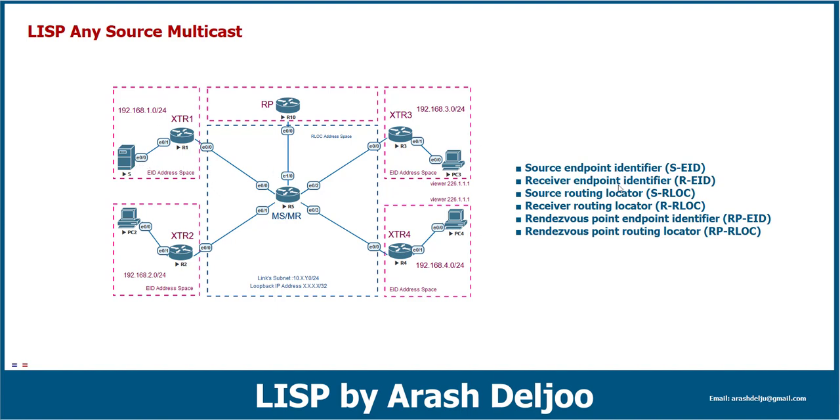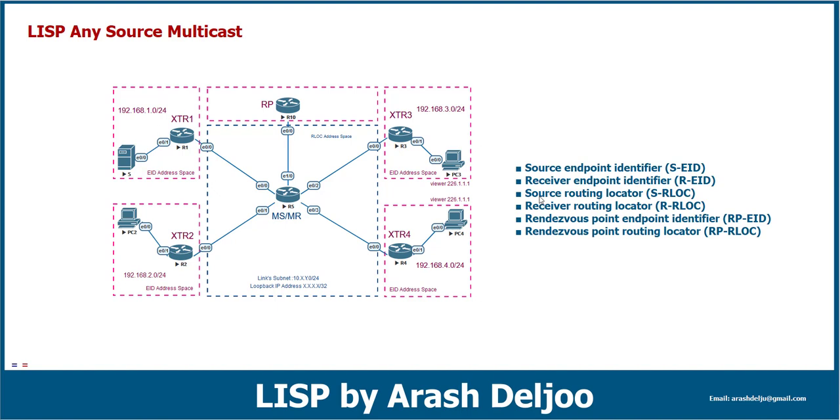After that, we have the receiver endpoint identifier, or REID, in ASM. For example, PC3 and PC4 are receivers, viewers of this traffic, and because of that, the EIDs of these two PCs, PC3 and PC4, are the REIDs.